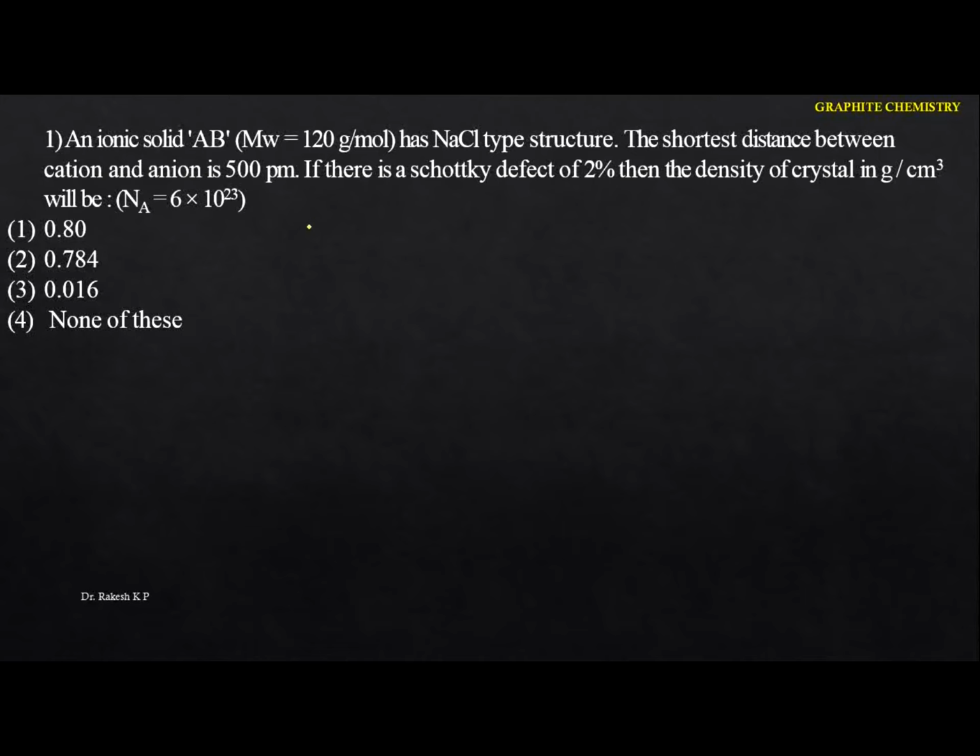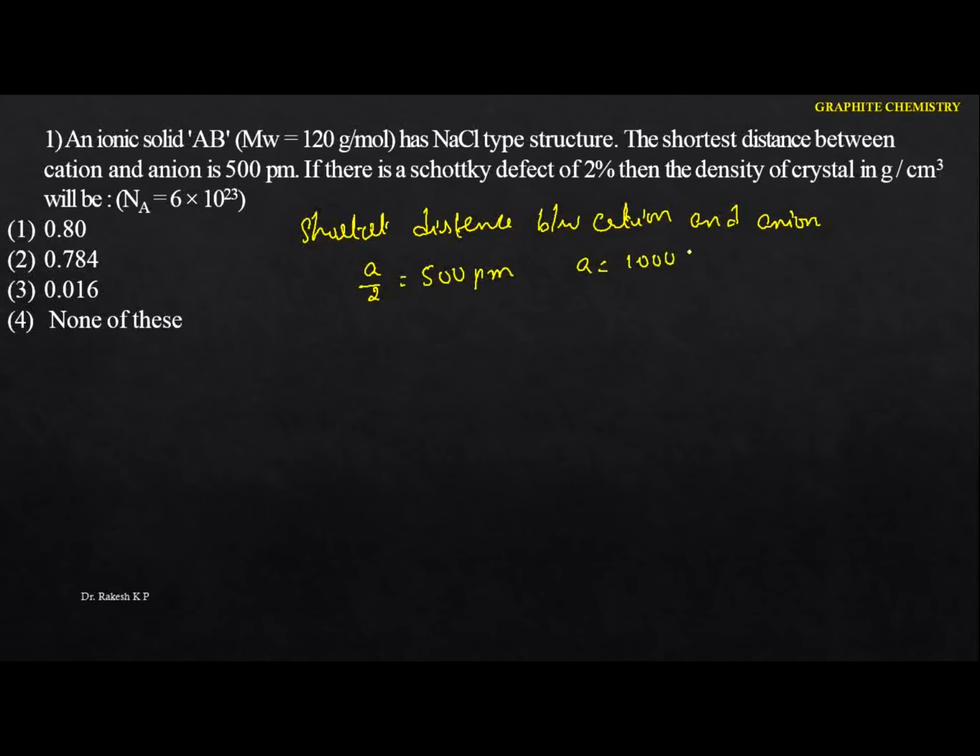Now see the first one here. The shortest distance between the cations and anions. What is the value given? Let me take a by 2. The given value is 500 picometer. So a becomes 1000 picometer. Now we got the edge length here.